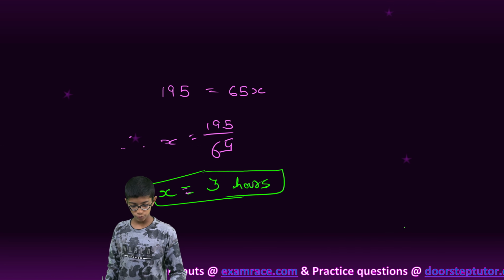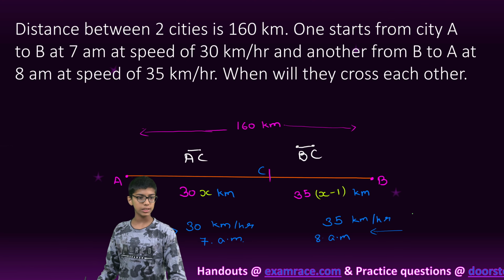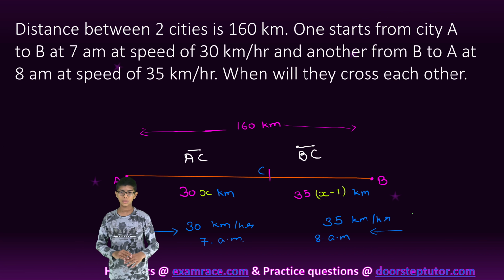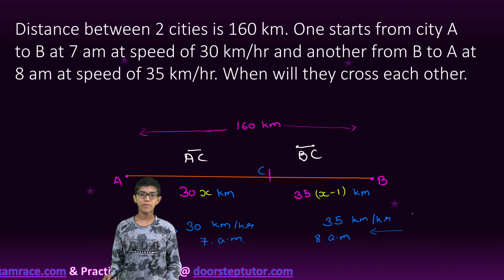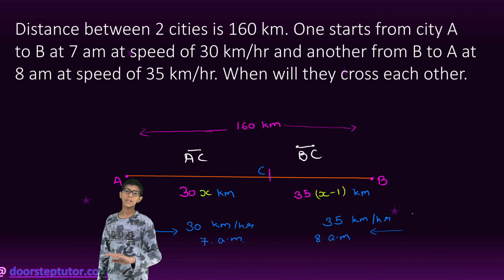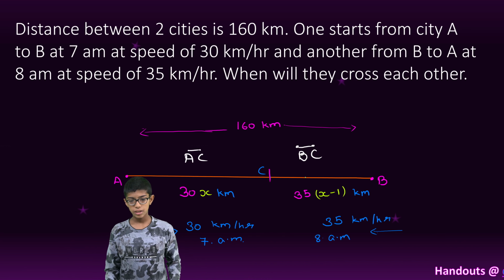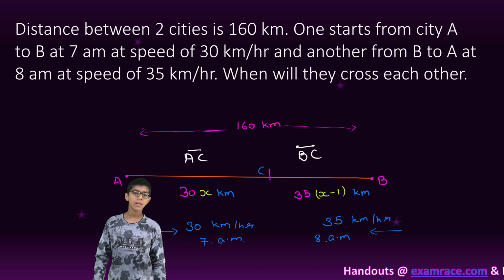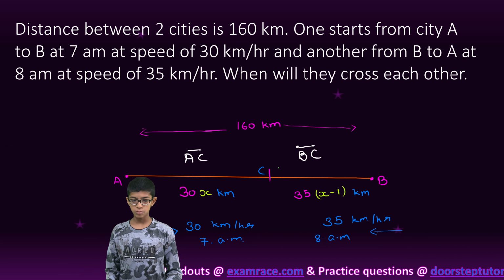Now what we have to find? 3 hours is not the sufficient answer, because the question states when will they cross each other. So 3 hours is not sufficient, because we don't get to know from this information that 3 hours after 8 am or 3 hours after 7 am. One might have calculated as here x plus 1, and with 8 am he or she might have been calculating, so the answers won't match.